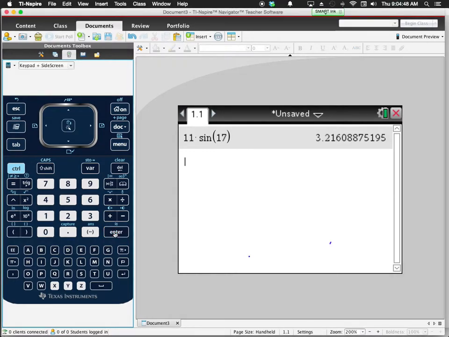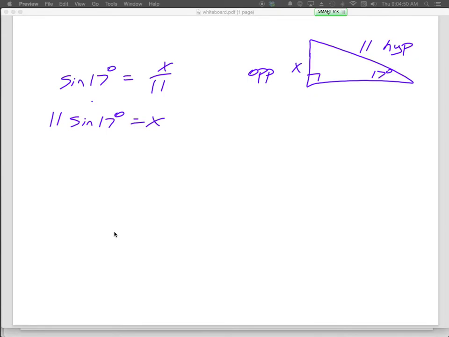Now, the setting we just changed our calculator to, will that mess up any other math we ever try to do in the future? It only will affect whenever you're dealing with an angle. If you're not dealing with a trig function, it won't affect anything. So my side is 3.216.